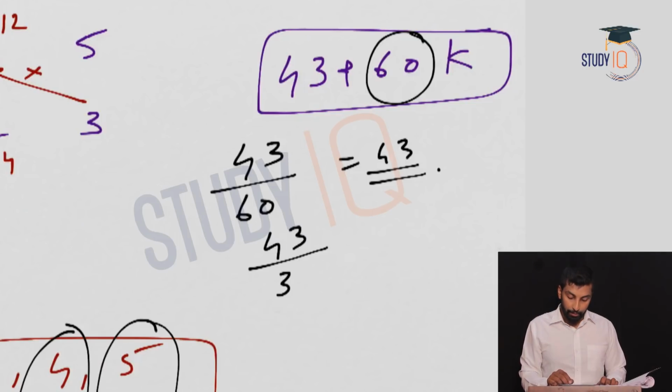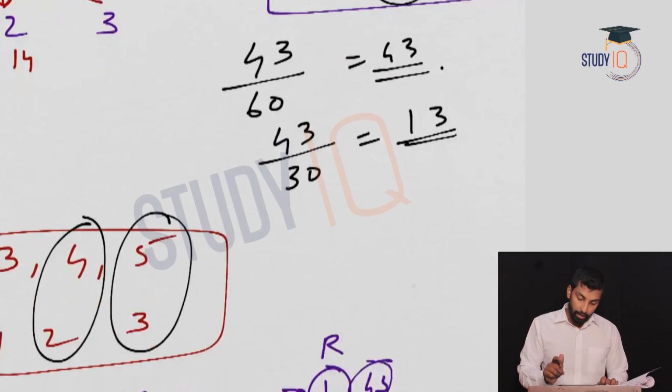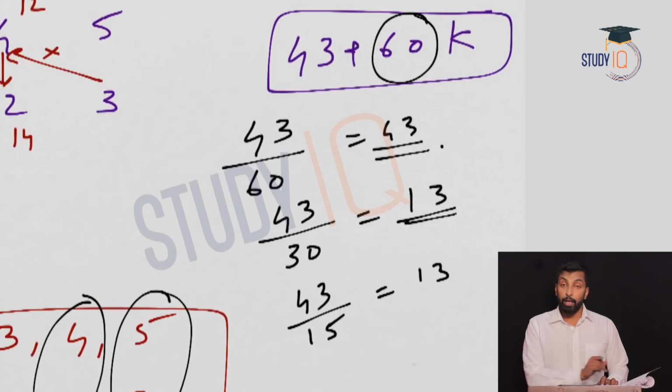You can divide by 30 and see remainder 13. What if divided by 15? 15 is also a factor of 60. So you can divide 43 by 15, you can write 13 as a remainder. I hope this is clear for you.